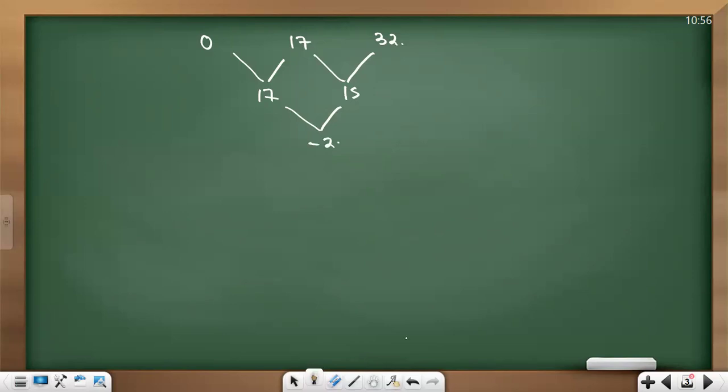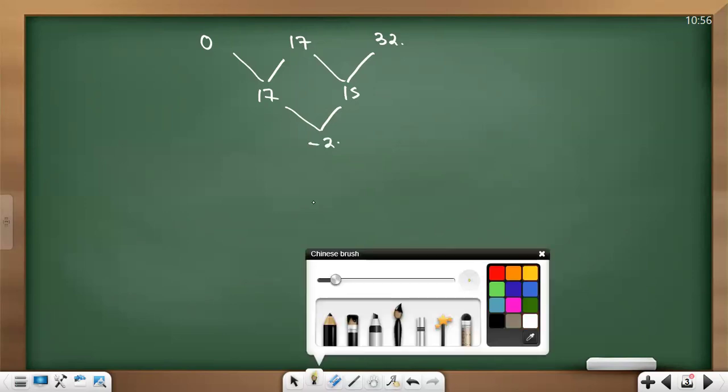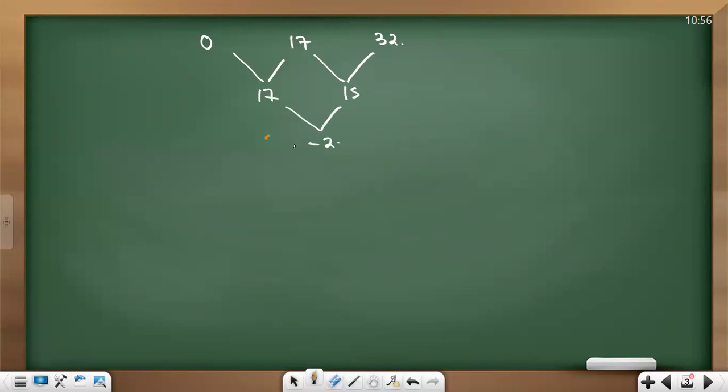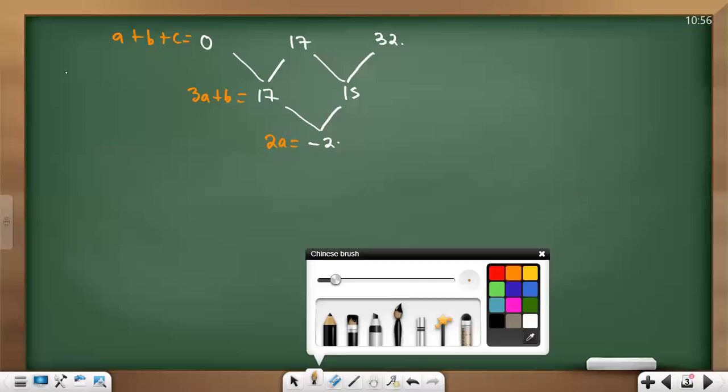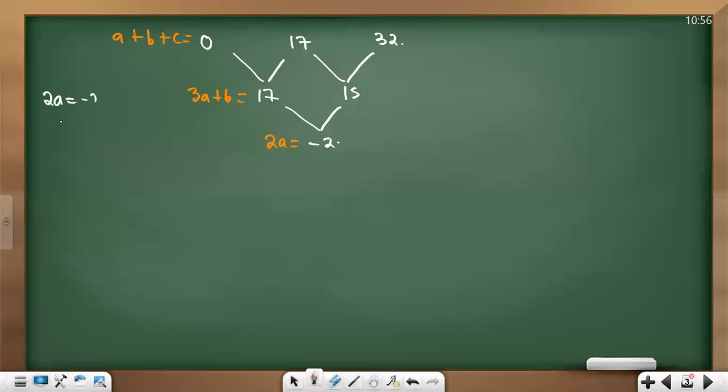Can I get my Tn? I'm going to use my formula. 2a equals, 3a plus b equals, a plus b plus c equals, we can now get a, b, and c. Check something. 2a equals negative 2. What is a?